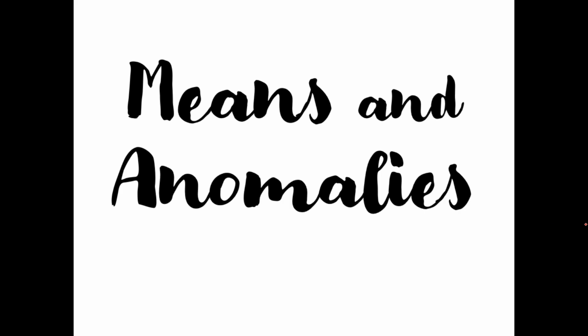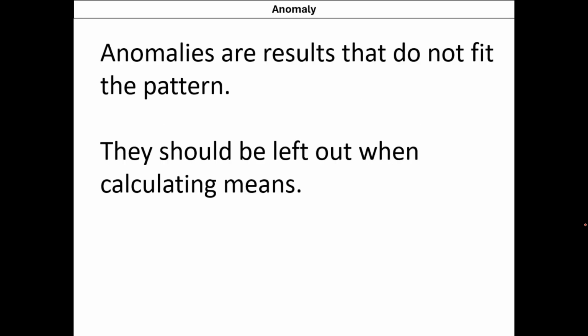Means and anomalies can come up in loads of places in your exam. Biology, chemistry, physics, paper one, paper two. It's just anything where there's repeat readings, so you calculate a mean. Now, all you really need to know about anomalies is that they are results that do not fit the pattern. They're most likely caused by some kind of random error, so you can go and have a look at my video on errors. But they should be left out of mean calculations.